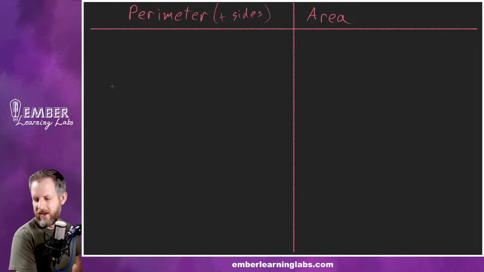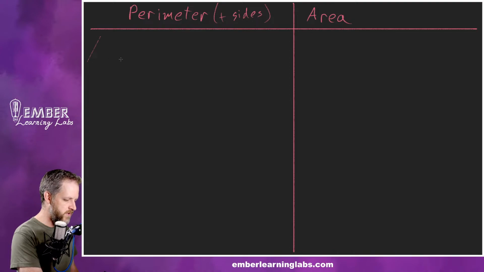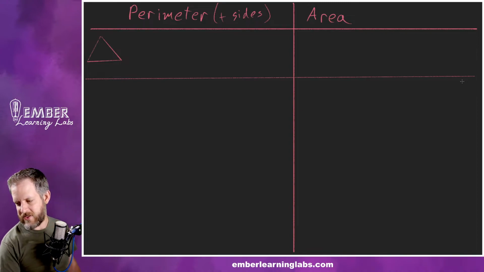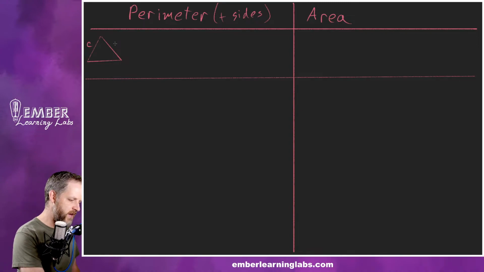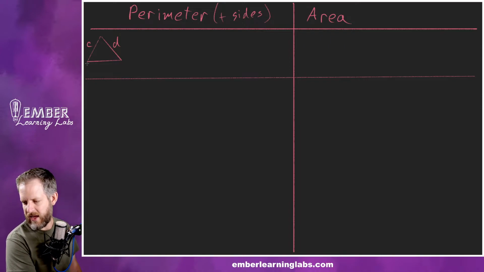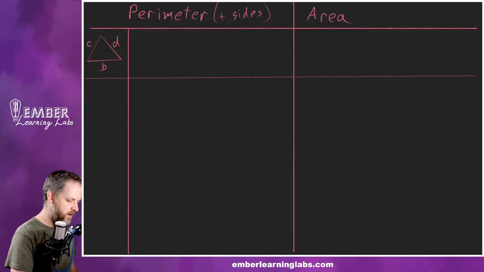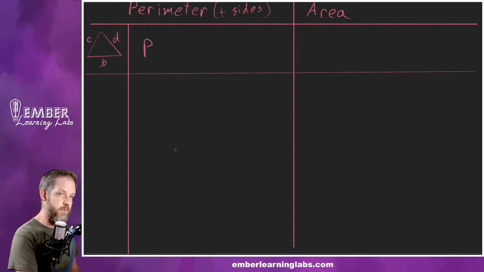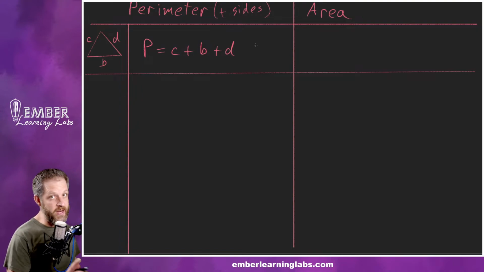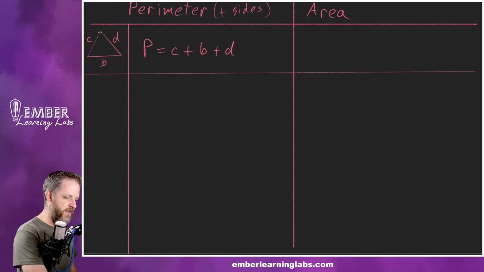So for perimeter of a triangle, we're going to look at a triangle first. Draw us a triangle right here. Perimeter of a triangle. How do we find it? So if we have sides C, D, and B, to find the perimeter of it, P for perimeter, we add up C plus B plus D, right? Easy peasy. We add up the sides. Now we need one more piece of the puzzle, right, to find the area.